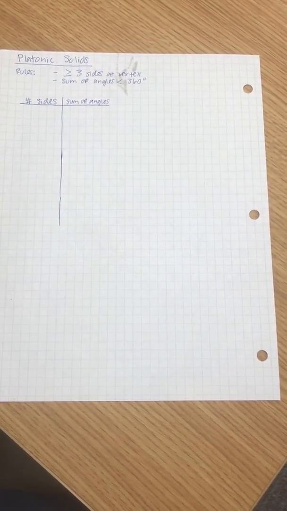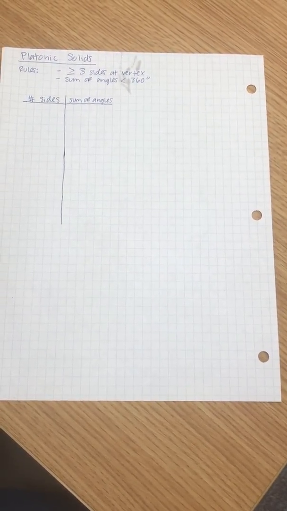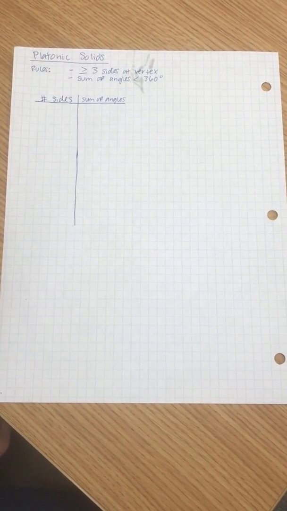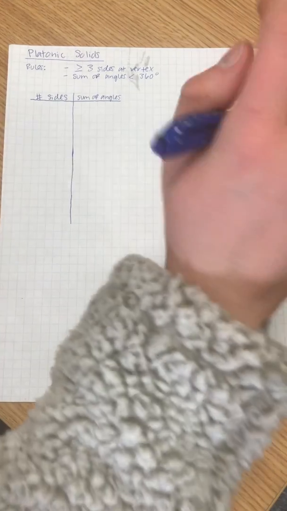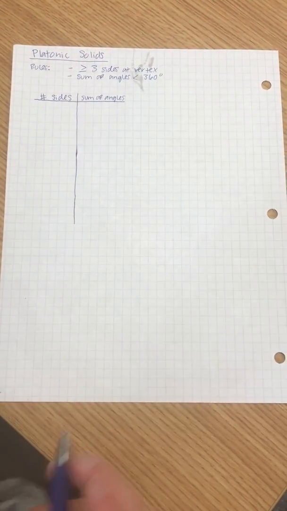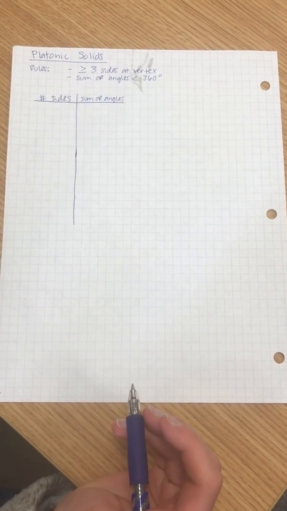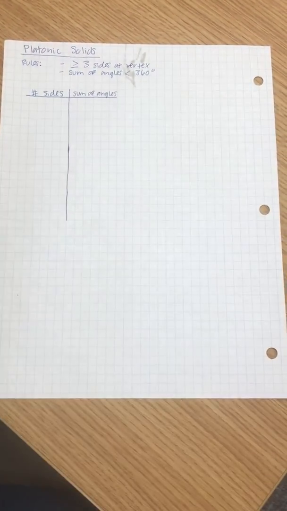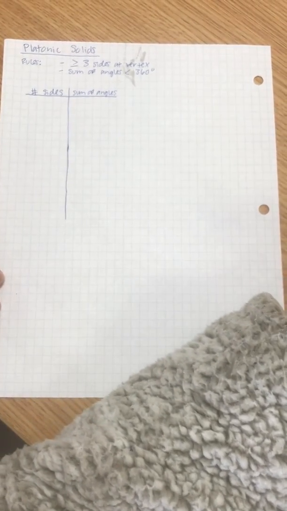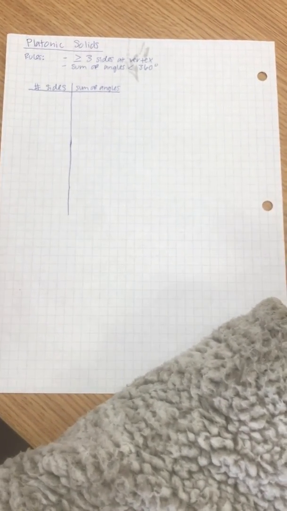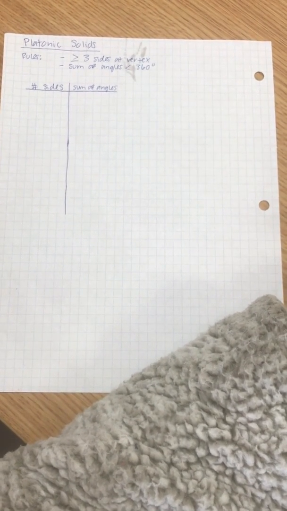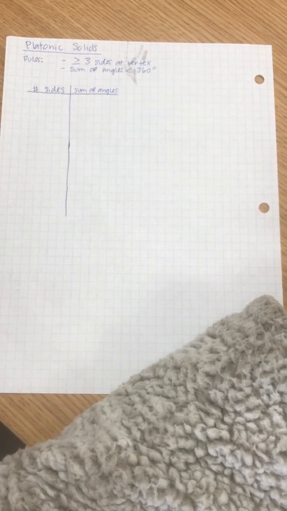The tool we use to look at polyhedrons, or any 3D shape, is a net, which is like if you picture folding out all of the sides of the shape into one flat shape. So we're going to use a net, and then there are some rules we're going to use to figure out if the polyhedron is possible or not.